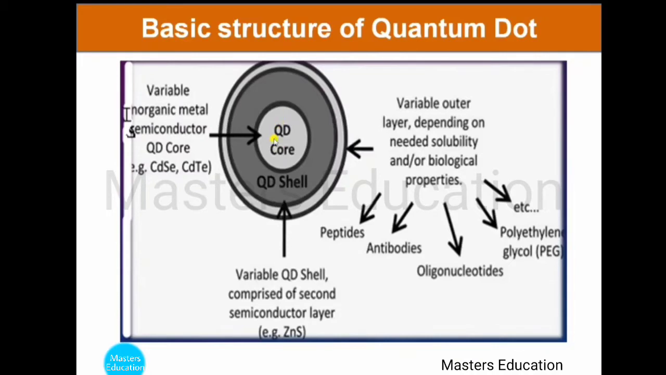It has a core semiconductor layer which is made up of cadmium, and it has a second semiconductor layer called the quantum dot shell. It is made up of zinc compounds, and its outer cover is made up of different types of biological materials, depending upon the biological properties and solubility, which include peptides, antibodies, oligonucleotides, PEG, etc.